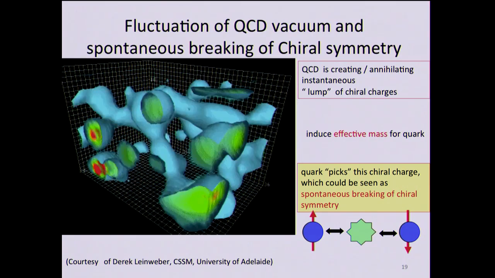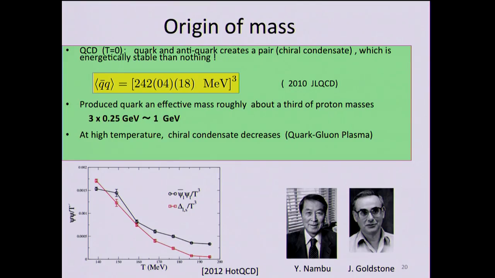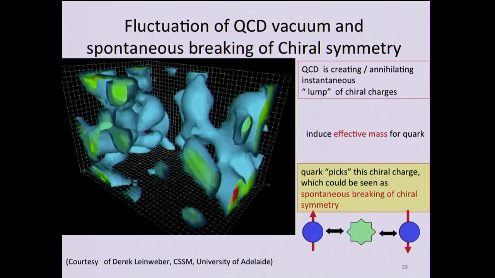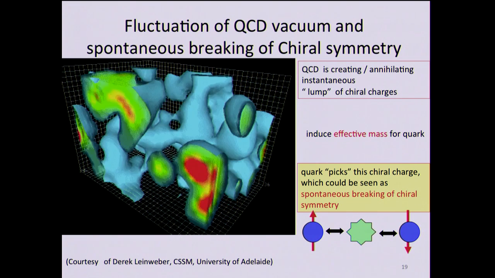And this phenomenon, which is universal, invented by Nambu and Goldstone, Nambu has a Nobel Award in 2008 for that, is considered to be the origin of mass. This is generally called the spontaneous breaking effect.